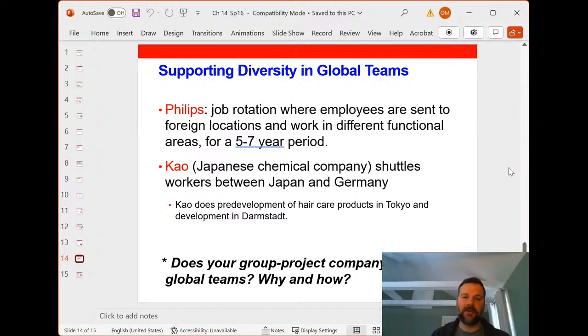Kao, a Japanese chemical company, shuttles workers between Japan and Germany. The idea is that they want to see what the difference in hair care products is between Japan and Germany, and how their team member is going to have a better understanding of that. And of course, as you can imagine, you really want to invest in virtual technologies in order to make sure that remote product development runs smoothly.